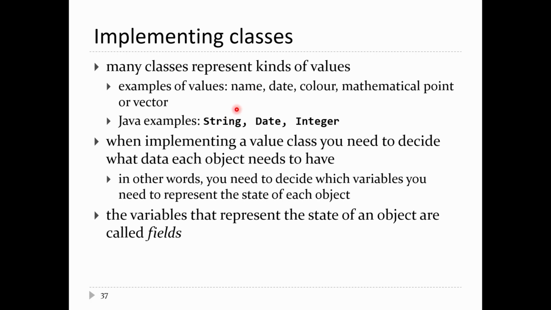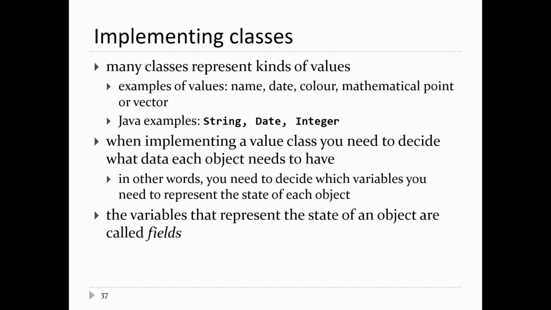For a name, you might use a string. You might think of that as being a name. The class java.util.Date corresponds to a date. The color class is java.awt.Color, I think. And the point is, well, we're going to make the point. So we're going to make a class called Point2.